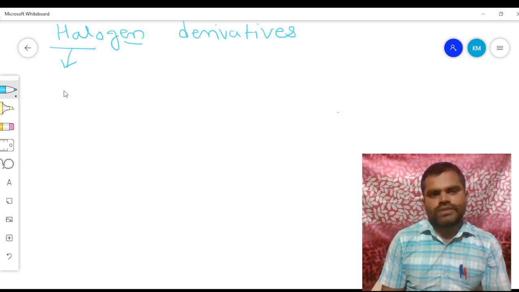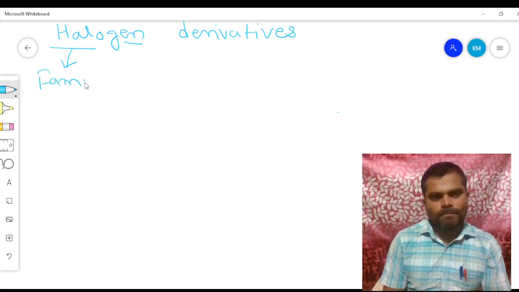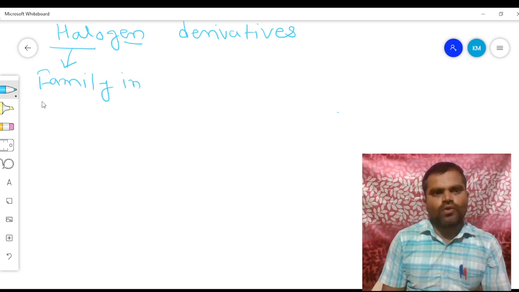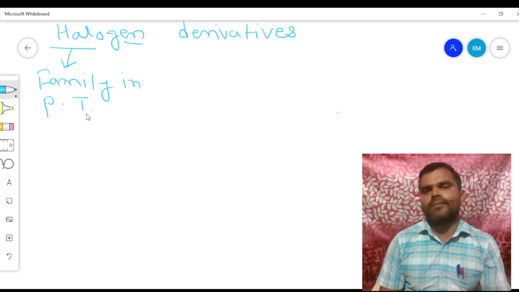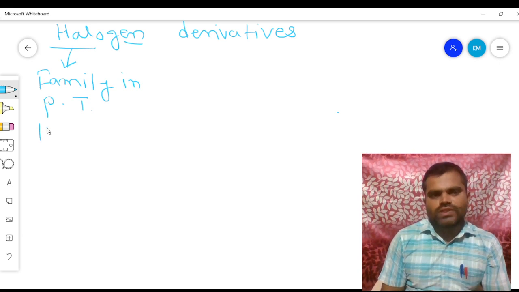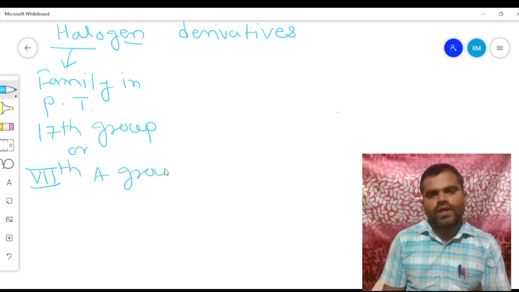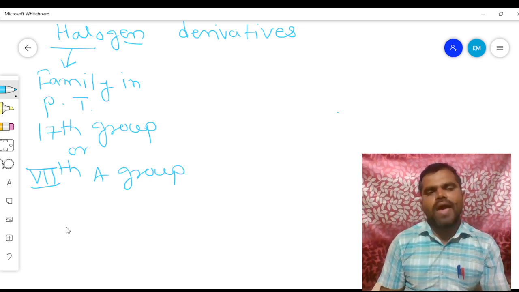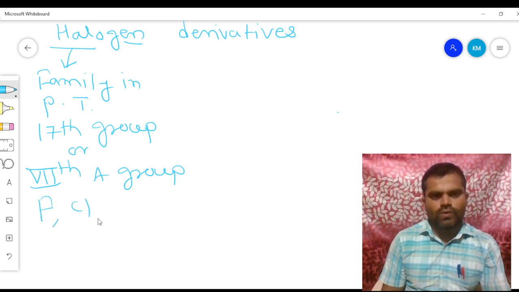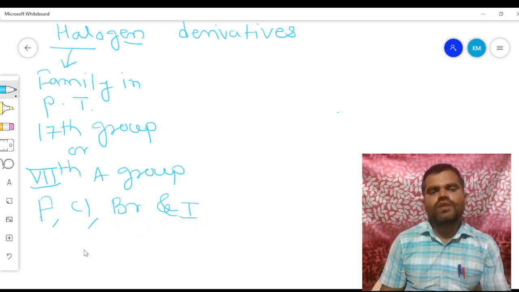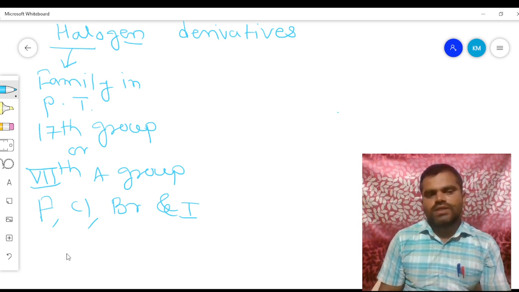Okay, halogen is one of the families in the periodic table, and its group is the 17th group. Which group? 17th group, or we can say the 7th A group. Elements included in this family are fluorine, chlorine, bromine, and iodine. These are the members.